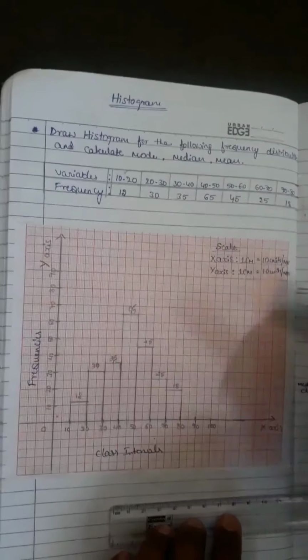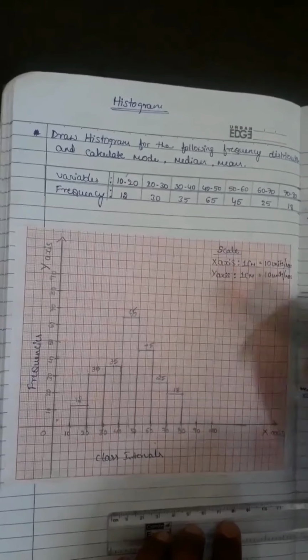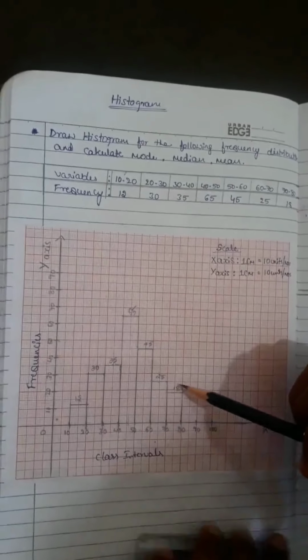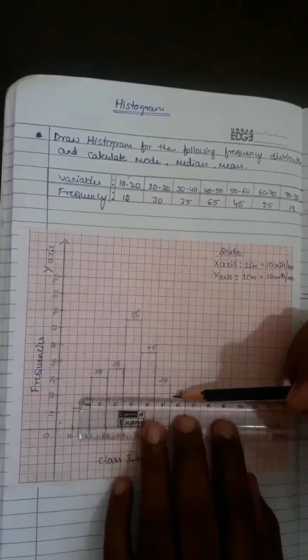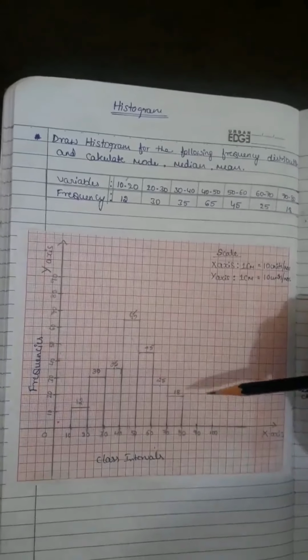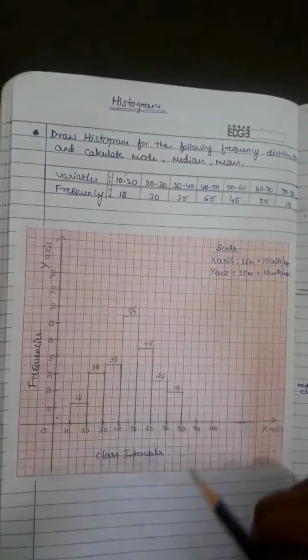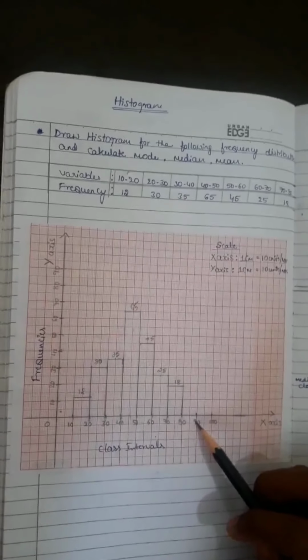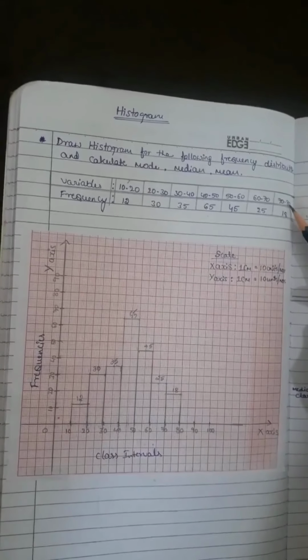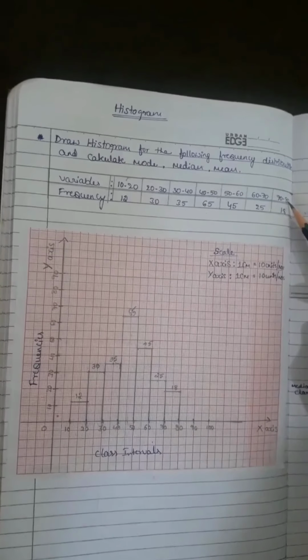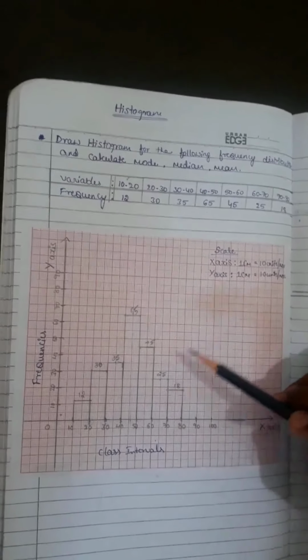So put one line. Next, 70 to 80, 18. So 18 almost comes here. So draw one box. So this is the bar graph. You see here I have written 90, 100 also, till 100, but they have given data till 80 only. So you have to represent this data till 18 only.